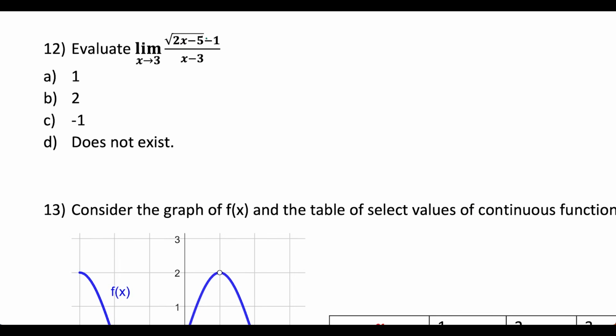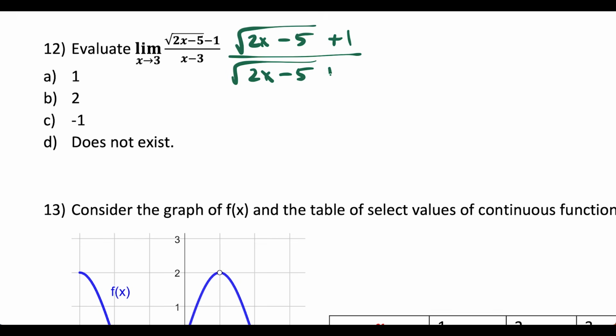So question 12, we're just going to multiply by the conjugate of the top. So we're going to go here and say the square root of 2x minus 5 plus 1, and then we're going to multiply the bottom by the same thing. We have the conjugate of the top like this.